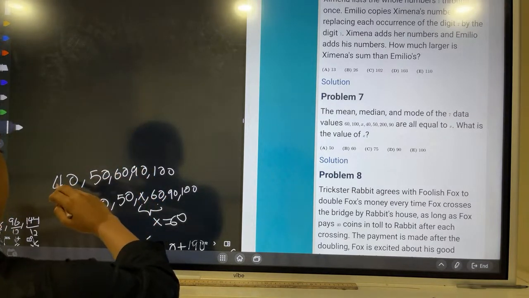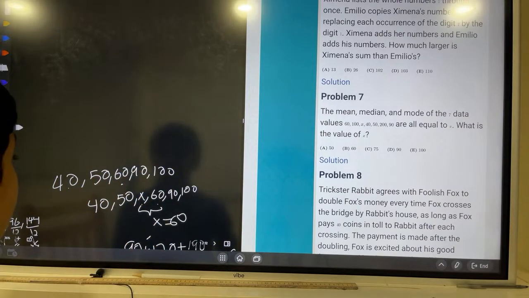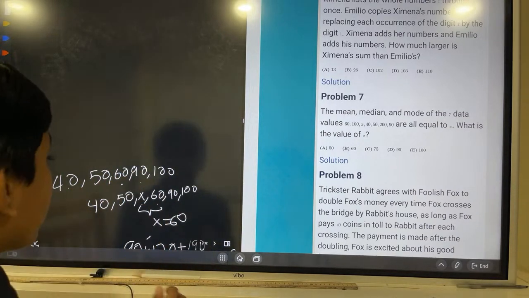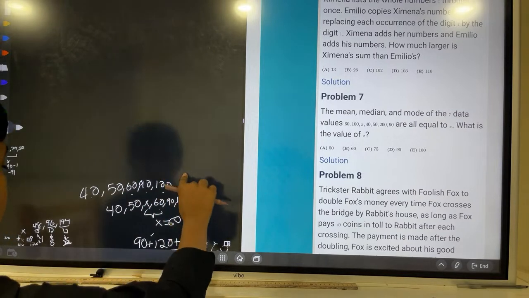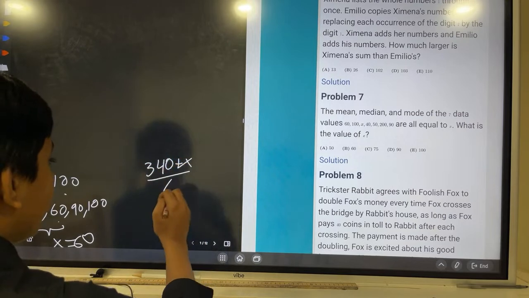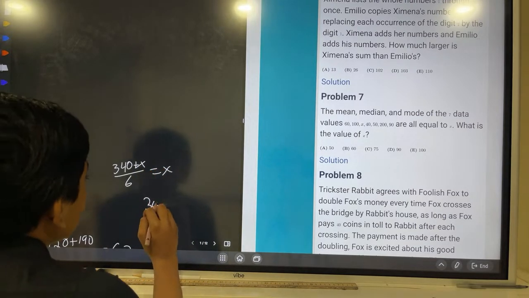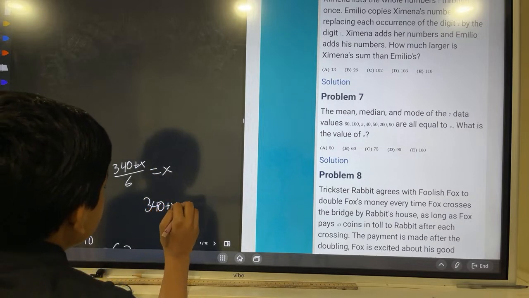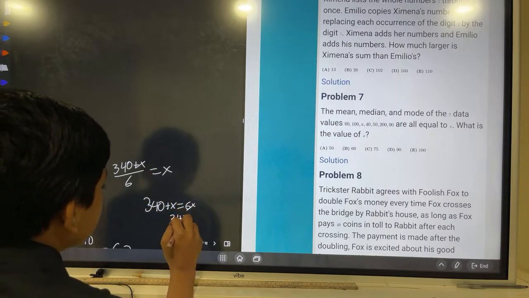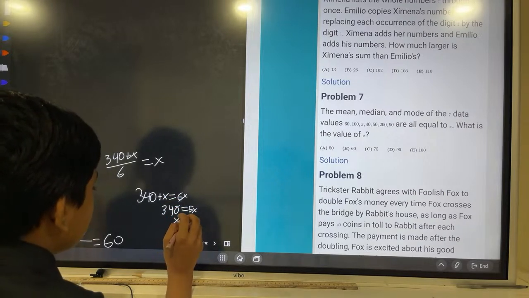40 plus 50 is 90. 90 plus 60 is 150. 150 plus 90 is 240. So 340 in total, plus x, divided by 6. And this is equal to x, apparently. So 340 plus x is 6x. 340 is 5x. So x is 68.